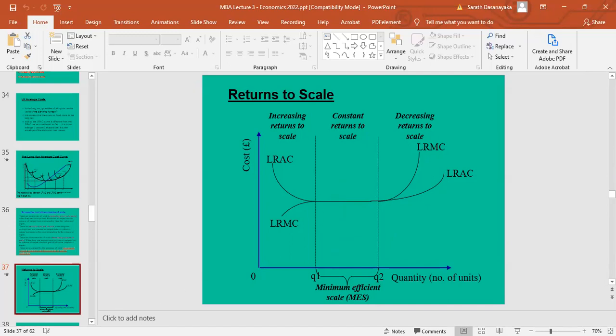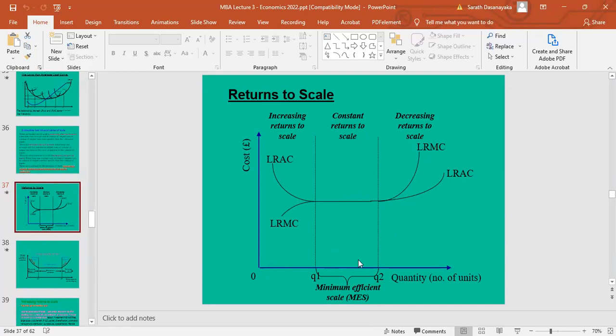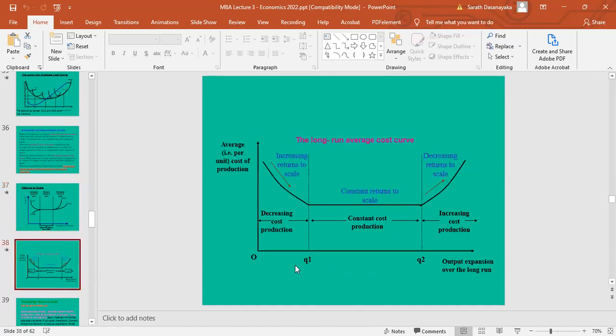Normally people in the treasury, finance ministry, and the economists in the central bank are doing this for each and every product. They take the big companies and analyze the cost, which area they are working in. Then this is a further explanation of the long run average cost curve: increase in return to scale, decrease in cost of production; the constant return to scale, constant cost of production; and the decrease in return to scale again, and the increase in cost of production.